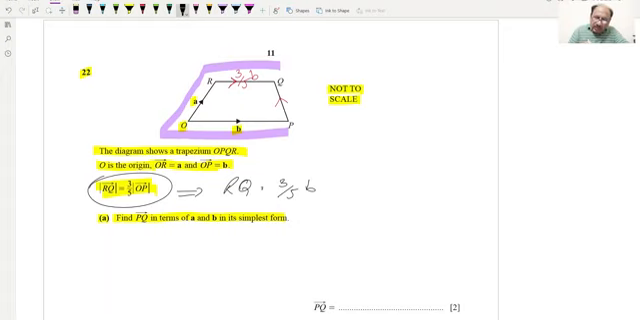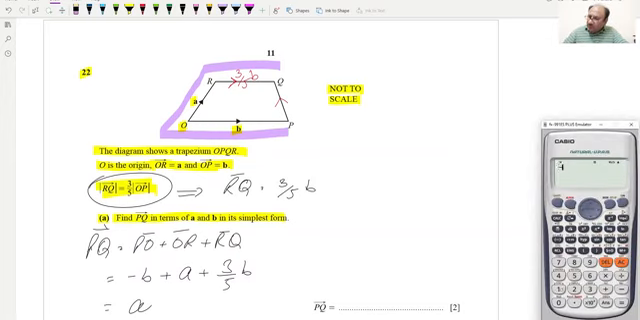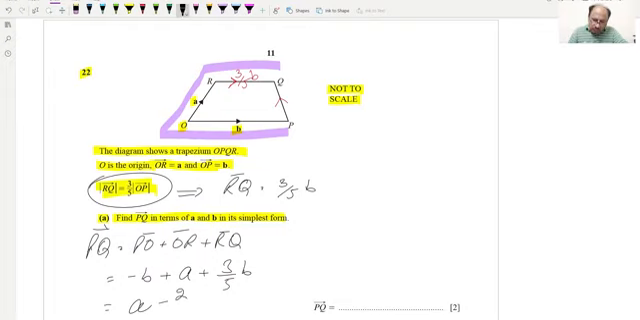So we can write here PQ will be equal to PO plus OR plus RQ, and this will be vector. So we can write PO as minus B, plus OR as A, plus RQ as 3 by 5B, and now these we can simplify. So it is minus 1 plus 3 by 5. So minus 1 plus 3 over 5 will be equal to minus 2 over 5, minus 2 over 5B.